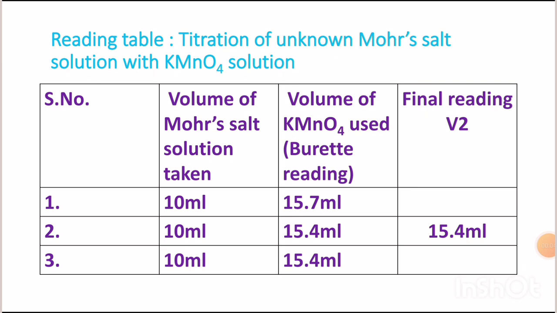Reading table. Titration of unknown Mohr salt solution with KMnO4 solution. Volume of Mohr salt solution taken for each reading is 10 ml. Volume of KMnO4 used, that is the burette reading, is 15.7 ml, 15.4 ml, and the third reading is 15.4 ml. So the final reading will be 15.4 ml, that is V2.